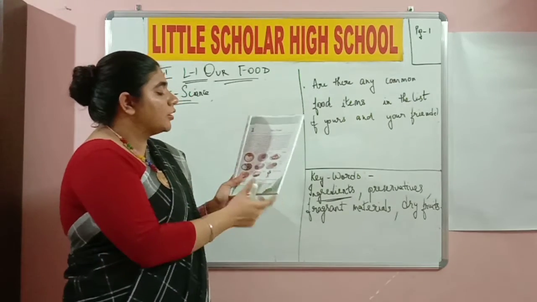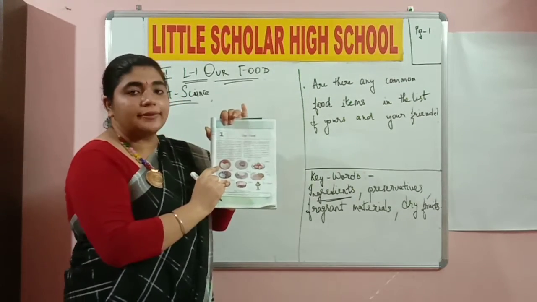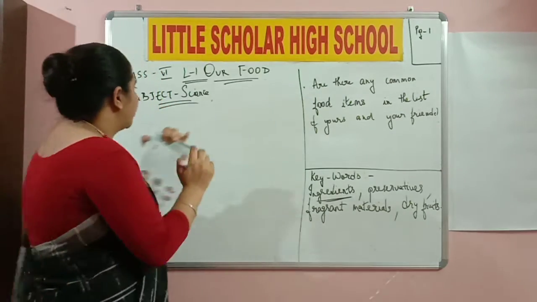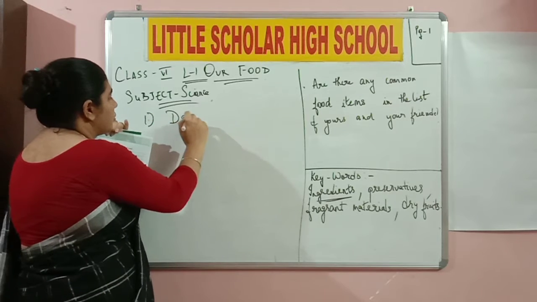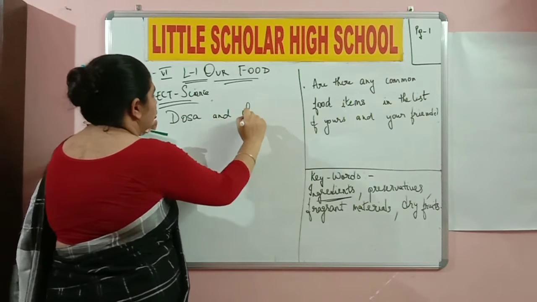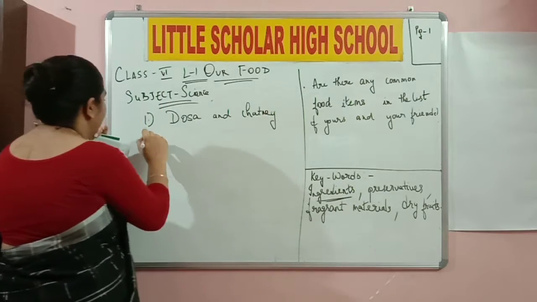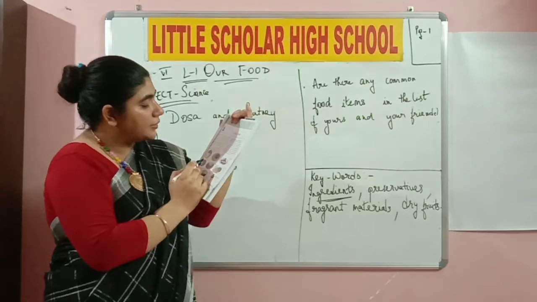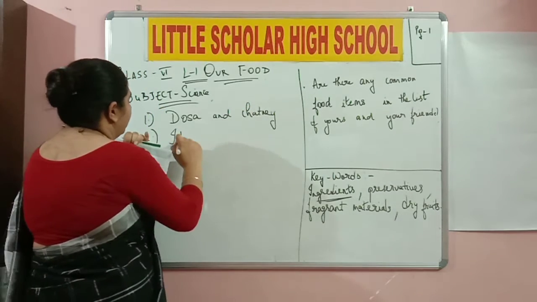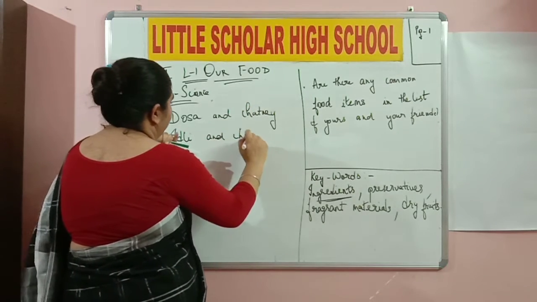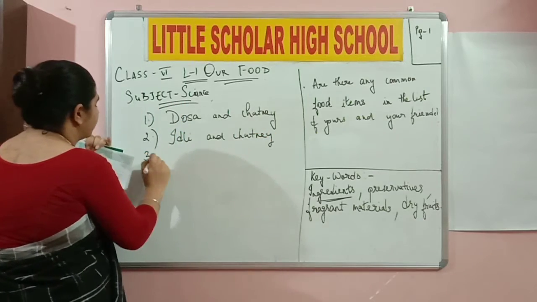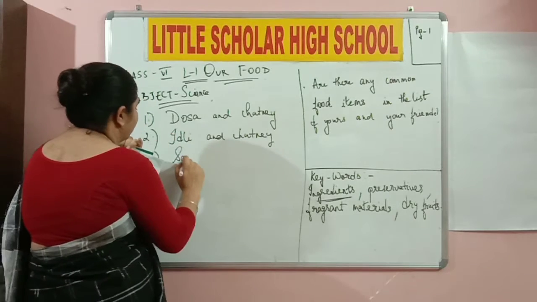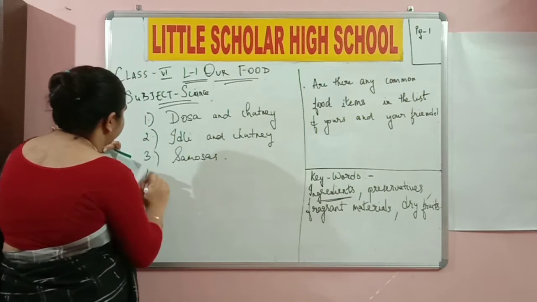So now the first dish that I see is a very famous South Indian cuisine. It is dosa, and there's also chutney. So here I'm going to mention the first one is dosa and chutney. The second one that I see over here is idli, and there is chutney again. This is also a South Indian cuisine. The third one that I see over here is samosas. Samosas are too oily. Please try avoiding them.